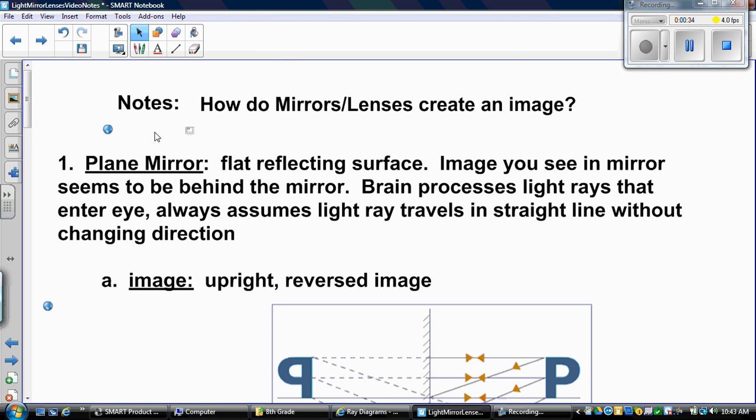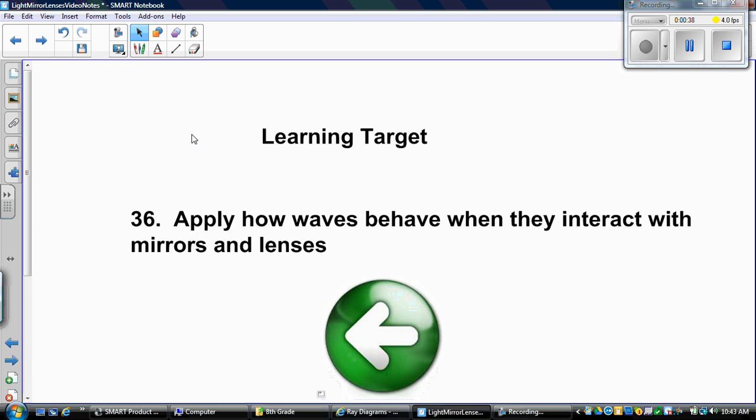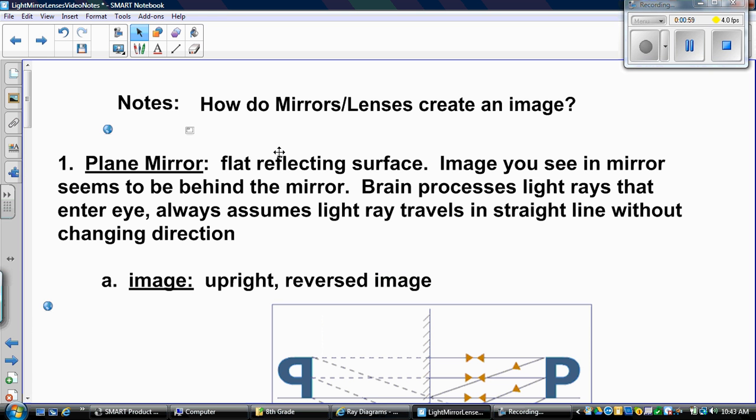Okay, so we are working with target 36, apply how waves behave when they interact with mirrors and lenses. So we're now going to look at how light waves refract off mirrors and lenses. Okay, we did a little bit of how light waves refract off mirrors, so that will be a bit of a review, but the lenses is new. Okay, so our essential question for the day is how do mirrors and lenses create an image?